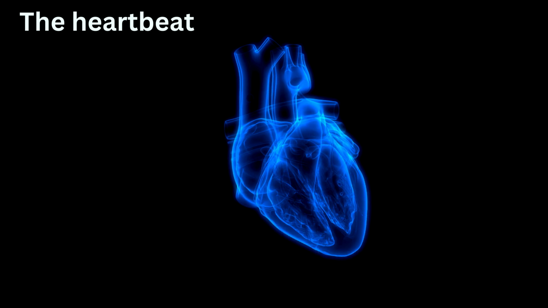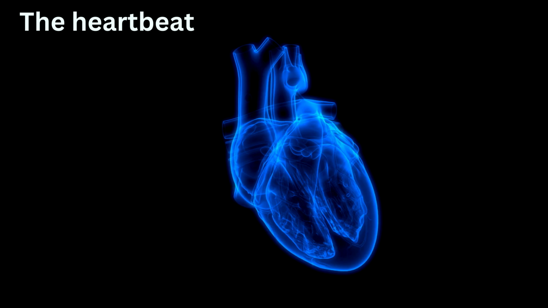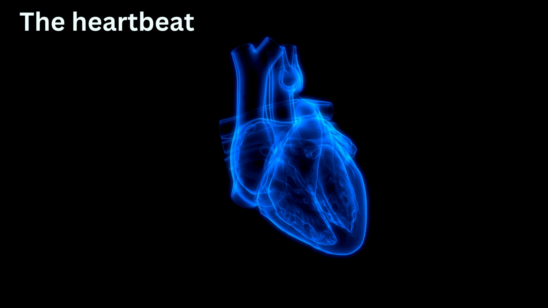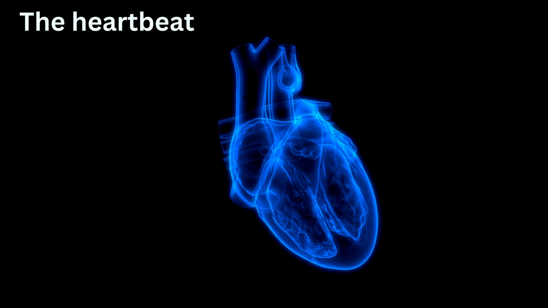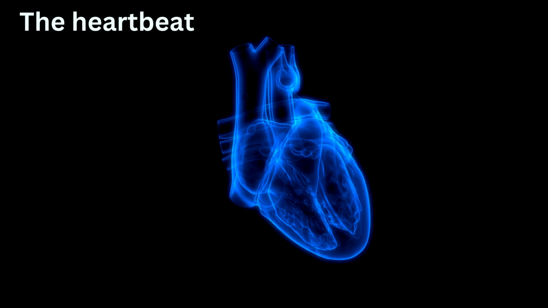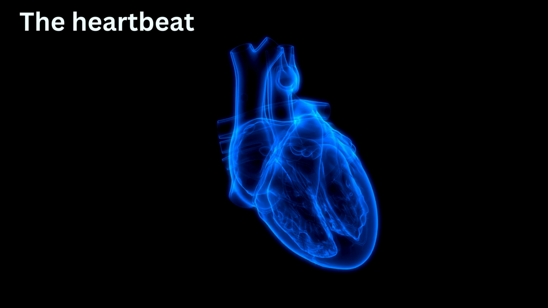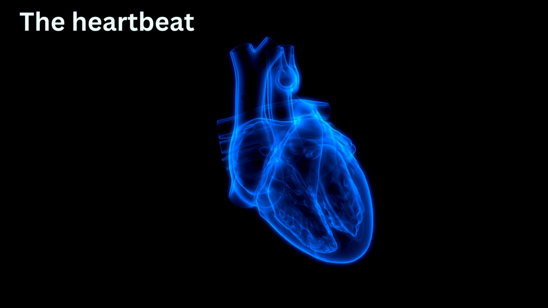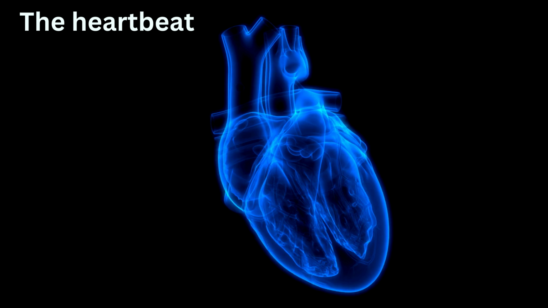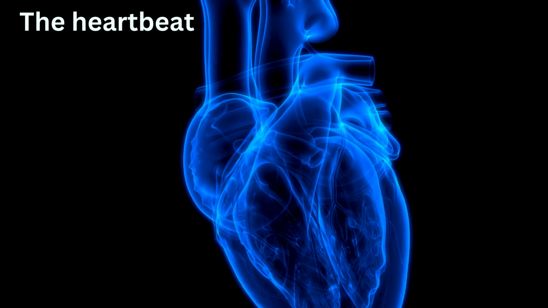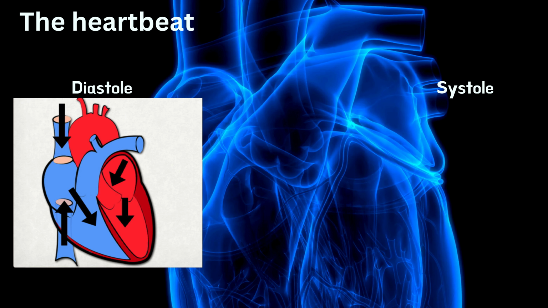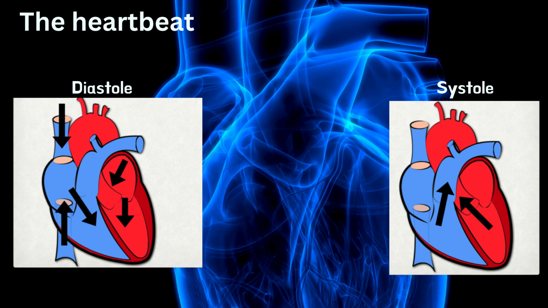In both the pulmonary circuit and the systemic circuit, each time the blood passes through, the heart pumps the blood. This action of pumping of the blood by the heart is called the heartbeat. The heartbeat is caused by alternate contraction and relaxation of the four muscular chambers of the heart. The heartbeat occurs in two stages, which are the diastole and the systole.